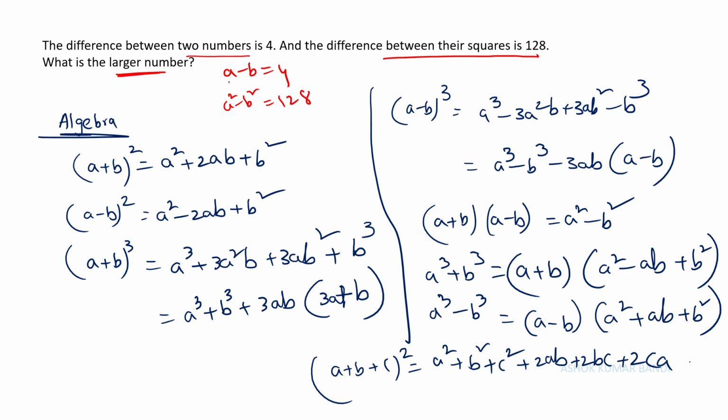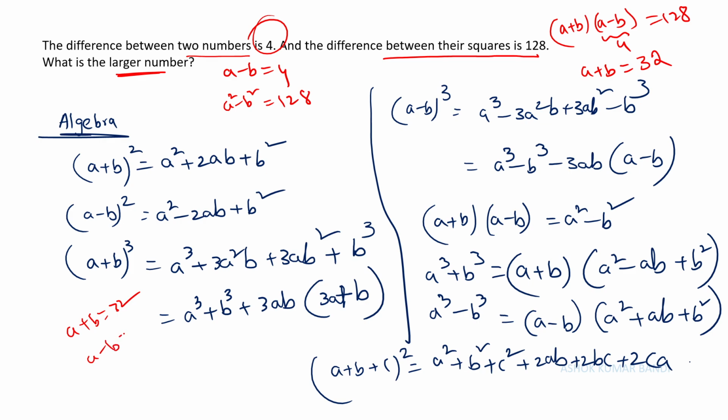What is the largest number? You have to find out the value of a. We know a square minus b square equal to a plus b into a minus b. This value is equal to 128, and the difference is 4. So a plus b is going to be 128 by 4, that is 32. So we know that a plus b equal to 32 and a minus b equal to 4.